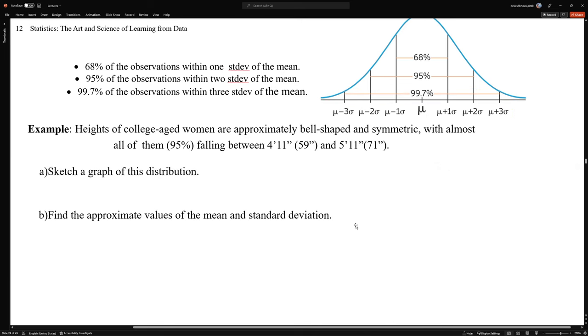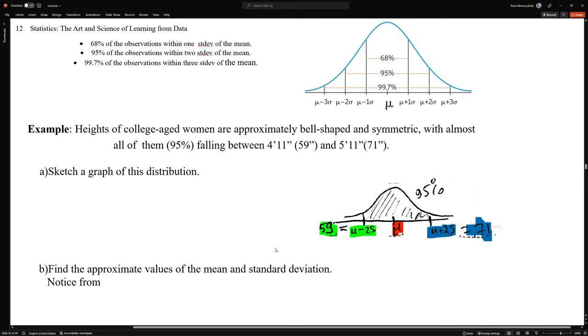The heights of college age women is another example. The heights of college age women are approximately bell shaped and symmetric, with almost all of them, 95% of the observation, falling between these values. And we have to sketch this distribution. It's a very similar example. Let's sketch the graph of this distribution. This is how the graph will look, because we just plug in the values, right? The mu is over here.